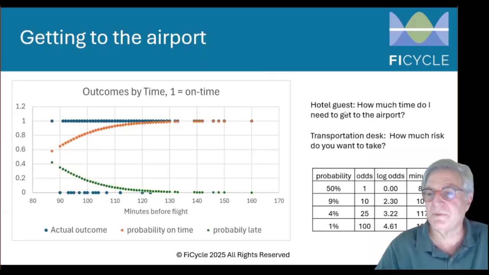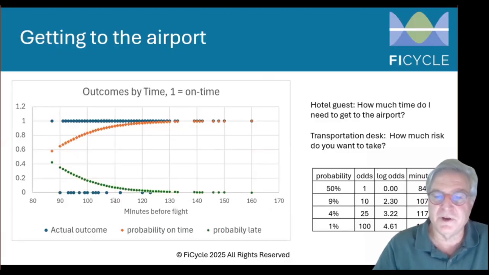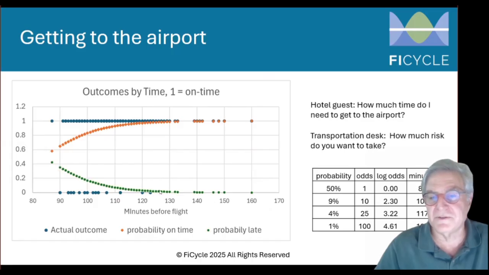And then we're going to get some answer, which is going to give us now the probability of being on time and the probability of being late, which is just 1 minus the probability of being on time. And now, as you'd expect, as you have more minutes that you leave before your flight, your probability of being on time goes up and your probability of being late goes down. And so now you can answer the question, well, how confident do you want to be?